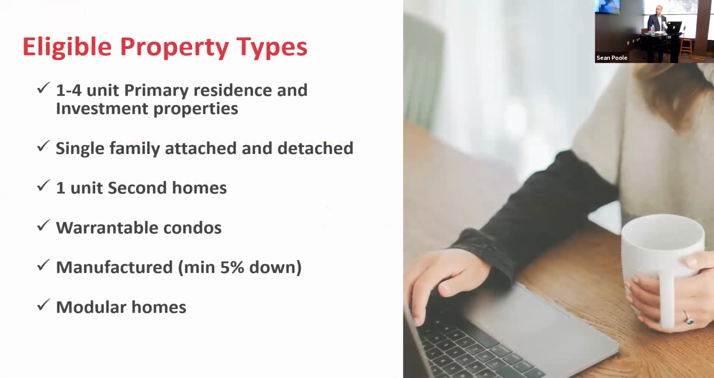So eligible property types, we can even do manufactured homes. Can you go over that again? You said 3% for first time buying, right? For conventional, yes. If you haven't owned a home in the last 3 years, that's considered a first time home buyer, so you do a 3% down payment. So within the last 3 years? Yes. And then 5% minimum. If you're not a first-time home buyer, it's a 5% minimum down payment.